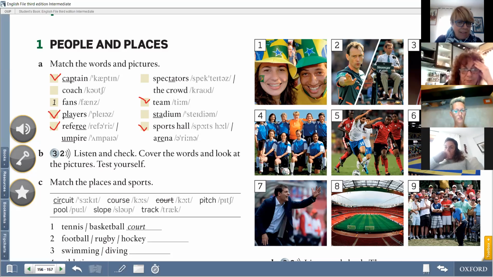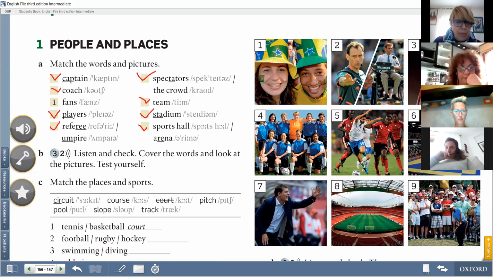Okay, number seven, Antonella. What is it? A coach. It's the coach. Number eight, stadium. The stadium actually is when it's open air. And spectators or the crowd? Spectators or the crowd. Okay, very good.